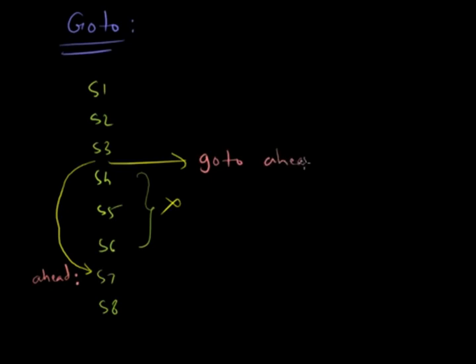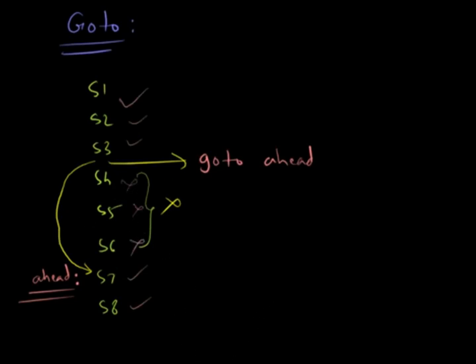So whenever the control goes like this, it executes S1, S2, and S3. Then it encounters goto ahead. Then it searches the whole program for the label named ahead. Wherever it finds it, it jumps the control to the label, and the label points to S7, so it goes ahead by executing S7, S8. So these statements are executed, these are not.